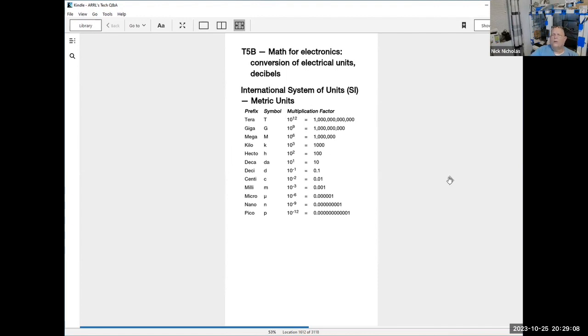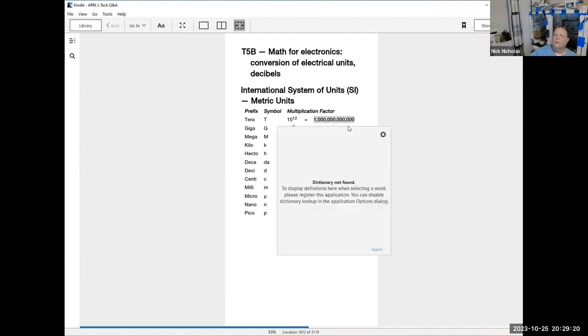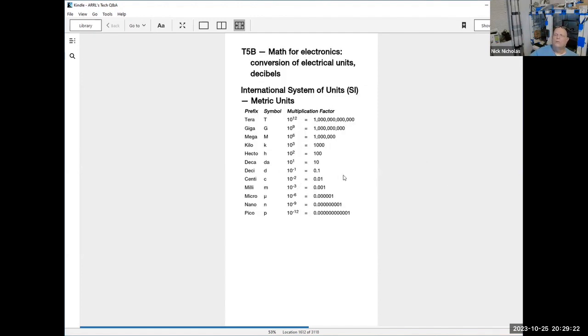And so in your book, you're going to find this particular chart. I want you to pay attention to it. If I haven't mentioned it before, I'm going to close on this tonight. This chart tells you what the metric prefixes are. Whatever the base unit is in metrics, we use them for everything from volts to amps to ohms, everything.